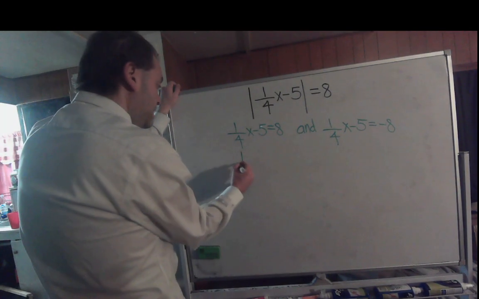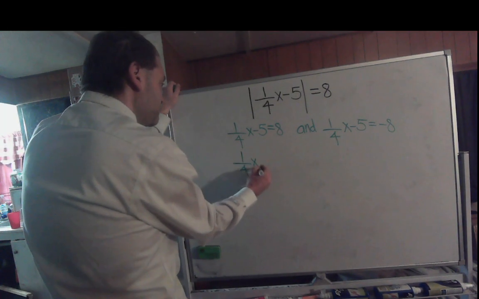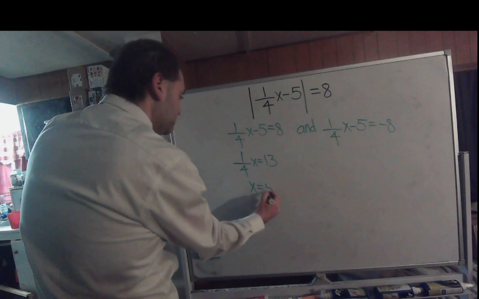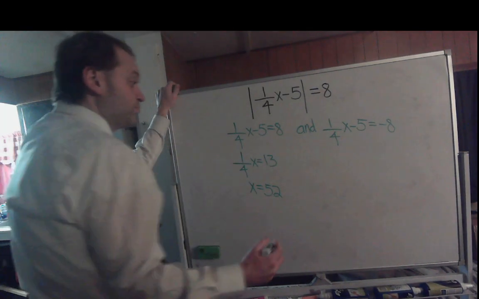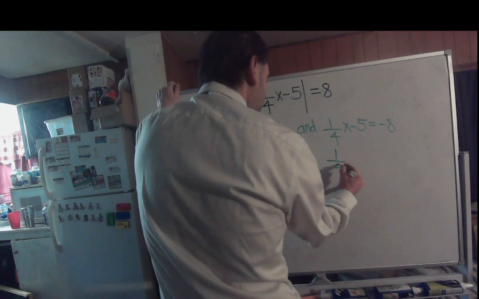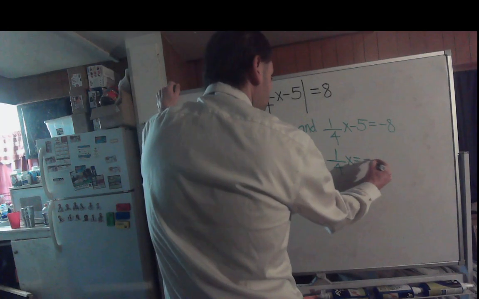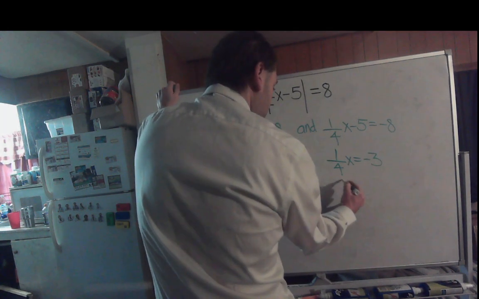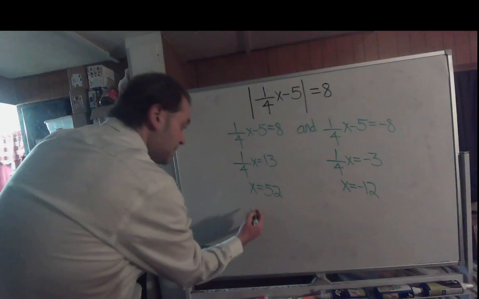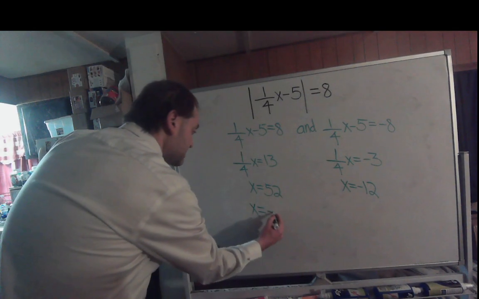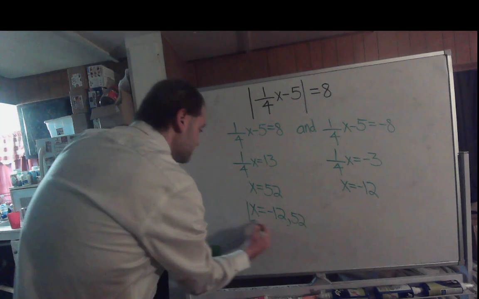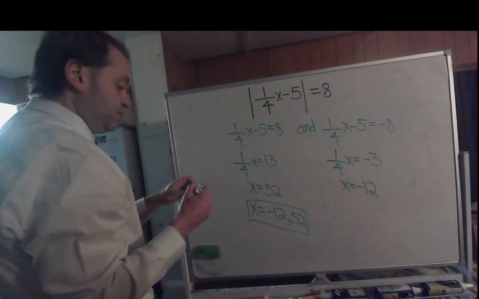To start with, you would end up having 1/4 x equals 13, which would give you for the first solution that x equals 52. And then 1/4 x minus 5 equals negative 8. That would give you 1/4 x would equal negative 3, which would give you that x equals negative 12. So your two solutions are going to be x equals negative 12 and then positive 52. Those are the two solutions for this, negative 12 and 52.